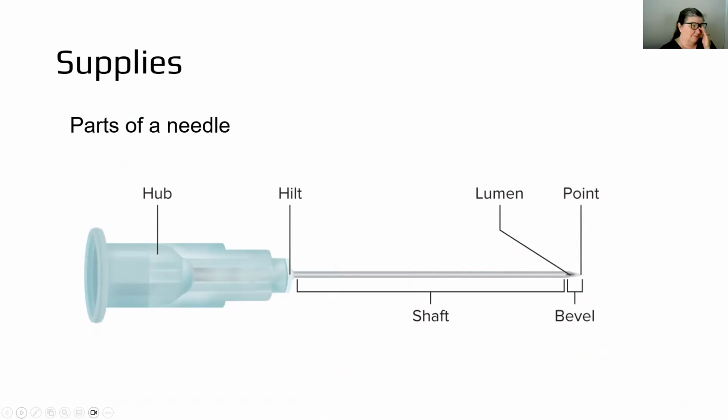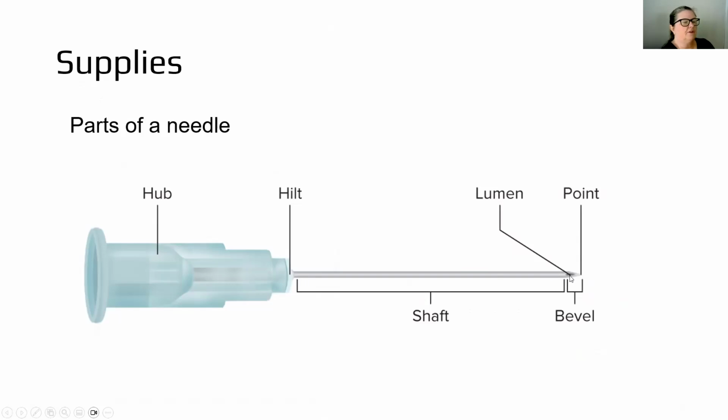All right, let's take a look at some supplies. Here is a needle, and there are various parts of the needle. So back here, you have what's called the hub. That is the plastic portion that is going to attach to the syringe. Where the hub meets the actual needle, the metal part of the needle is called the hilt, kind of like a sword. And no, you can't go on guard when you give somebody an injection. Then you have the shaft of the needle, which is the long portion of the needle.